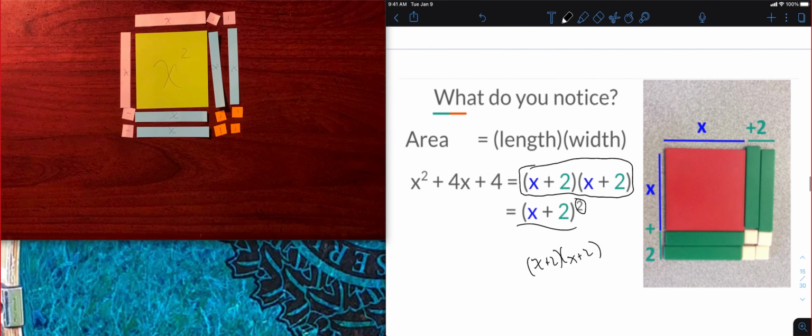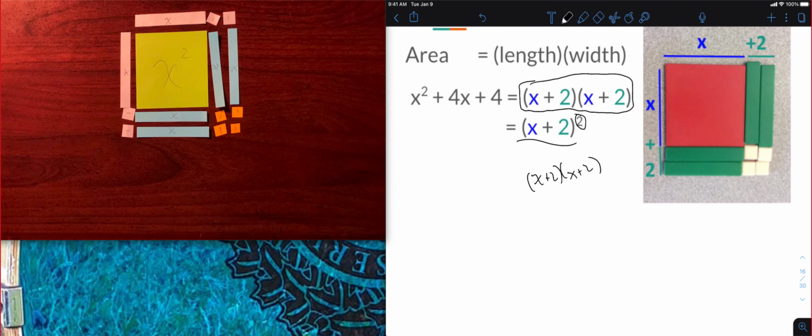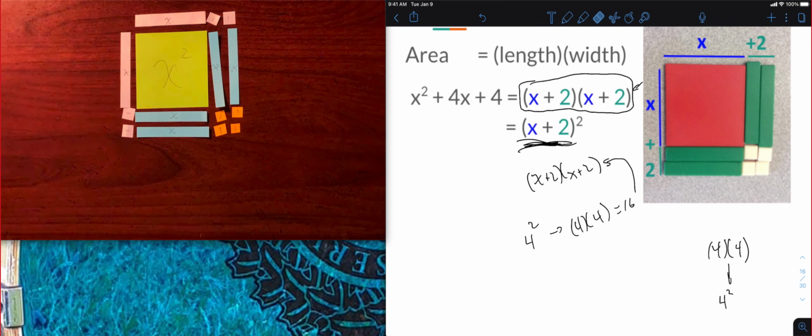It's the same thing as if I wrote here, what is 4 squared? That means 4 times 4, which is 16. It's the exact same concept. If I see two of these, like if you had 4 times 4, you could condense that to 4 squared. Same thing. That's where this came from. We all okay?